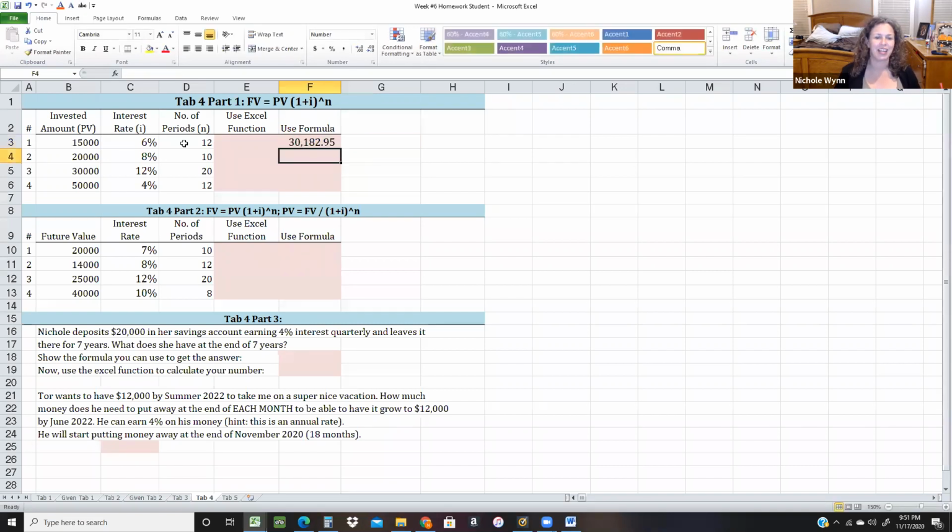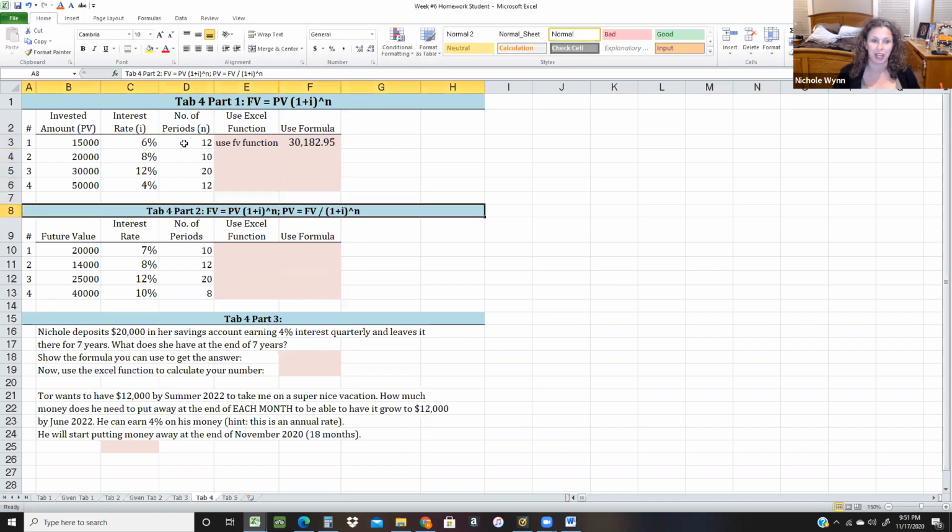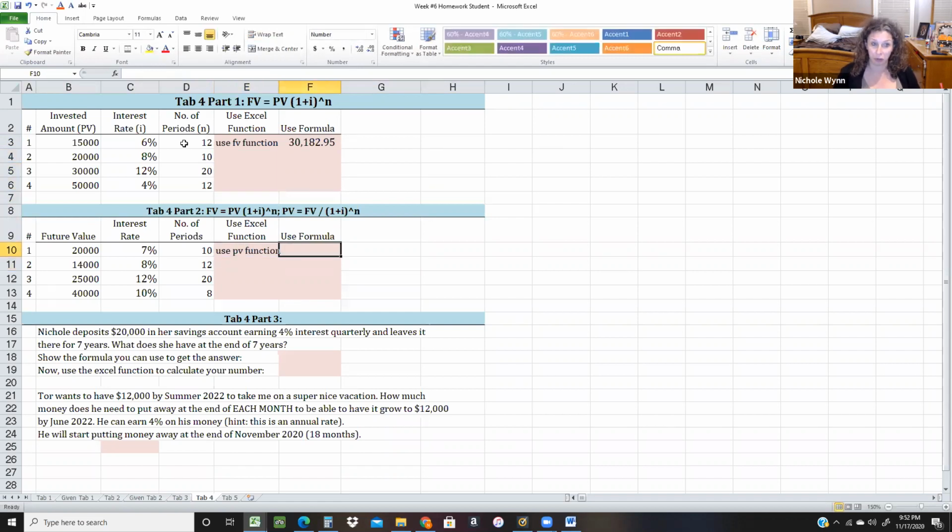Okay. So 30,182.95. And then here you would use the future value function and you should get the same answer. On each of these, you should get the same answer. You're just doing it two ways. Same thing here, but you're going to be using the present value function. You can solve for it here using the formula, or you can use the function. I want you to try both.